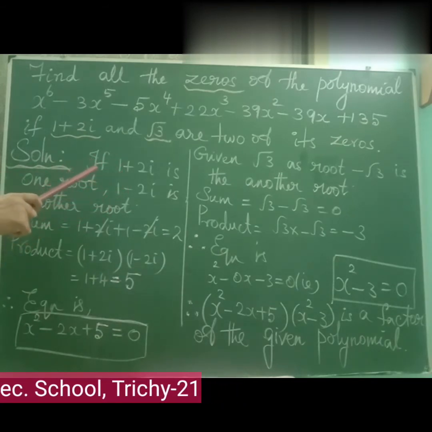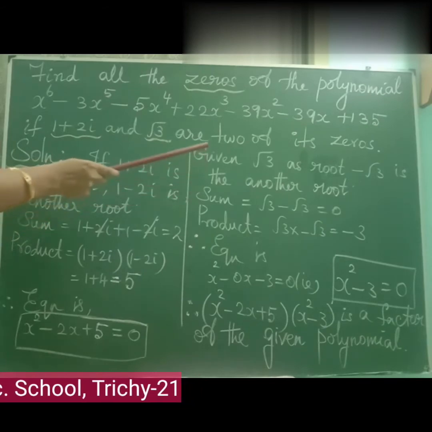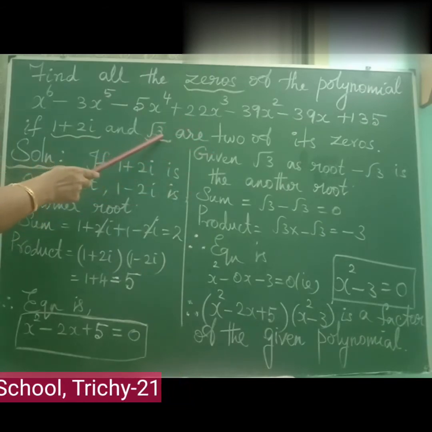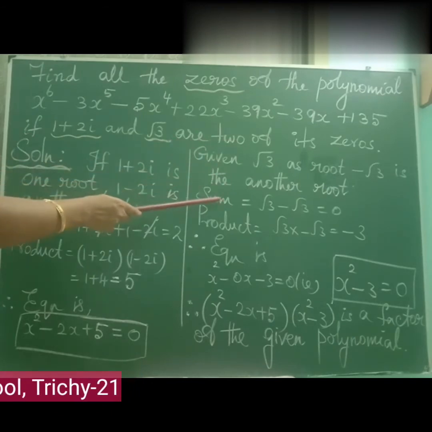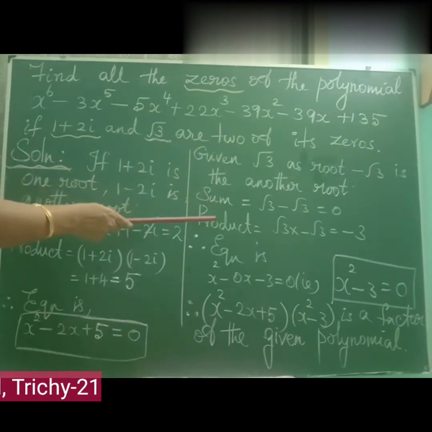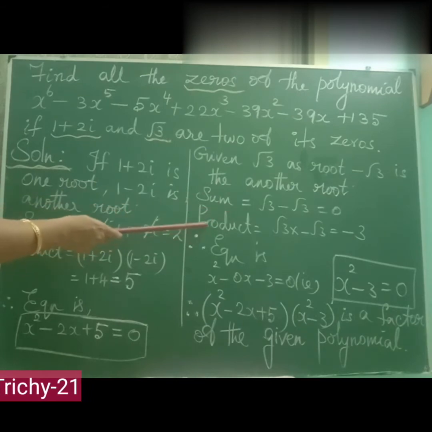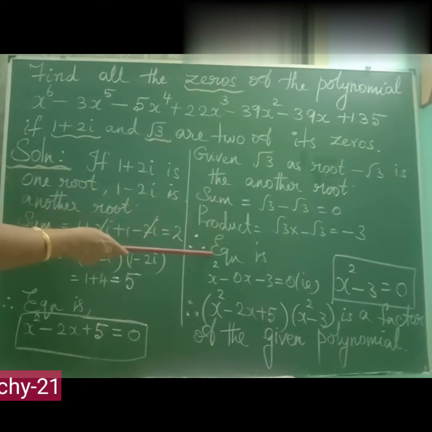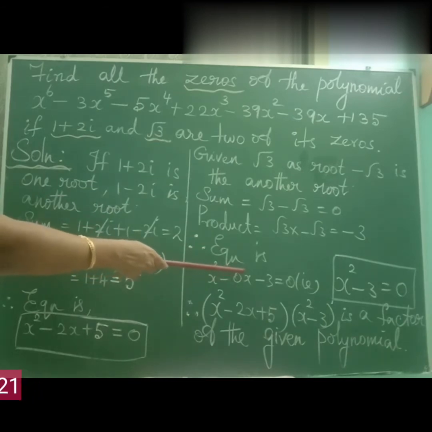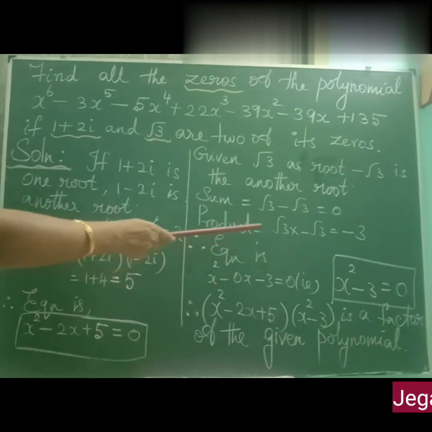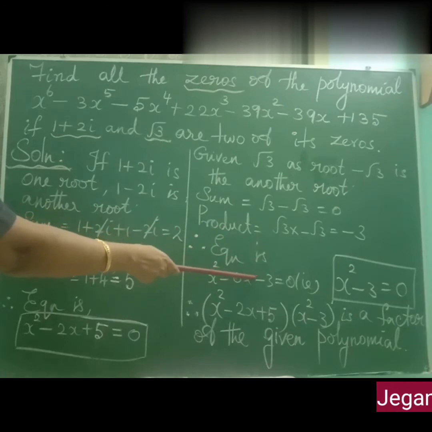Now consider the next one. Given root 3 is one of its zeros, so minus root 3 is also another root. Here the sum is 0 and the product is minus 3. With these two values, the equation is x square minus 0x minus 3 equal to 0, that is x square minus 3 equal to 0.